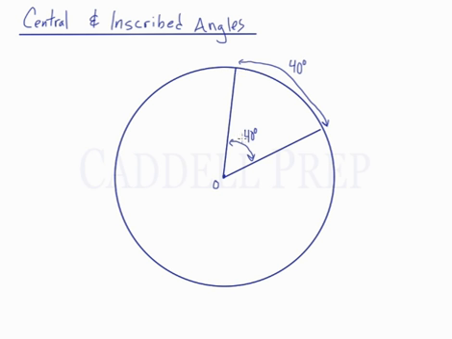So the central angle, it's a central angle because the vertex of the angle is at the center. Whatever the measure of that angle is equals the measure of the arc it intercepts in degrees.